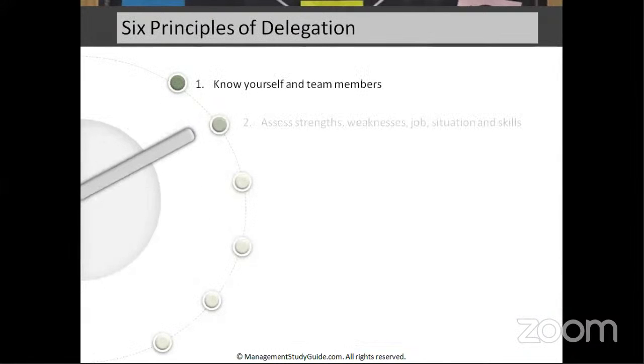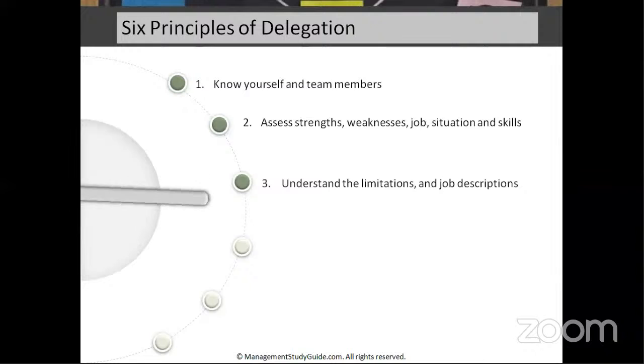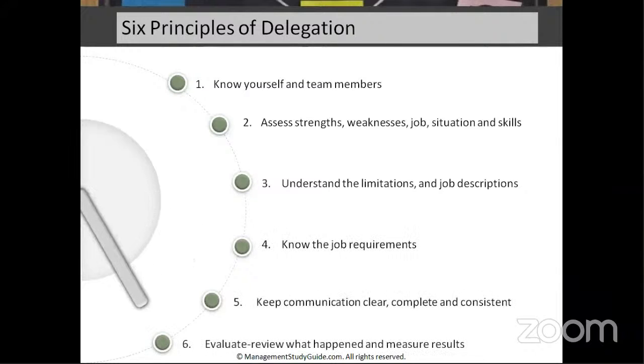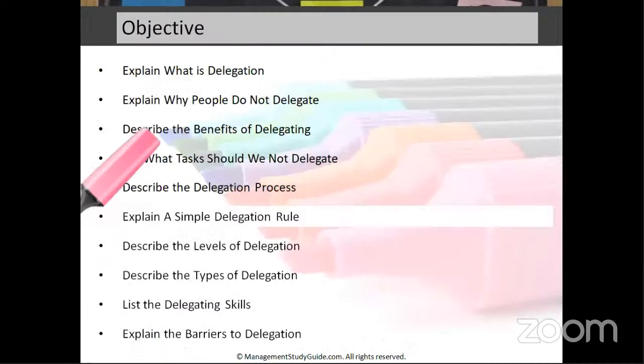6 principles of delegation. Know yourself and your team members. Assess strengths, weaknesses, job situation, and skills. Understand the limitation and job descriptions. Know the job requirements. Keep communications clear, complete, and consistent. Evaluate, review what happened, and measure results.